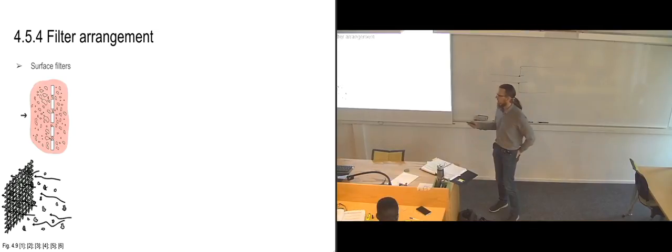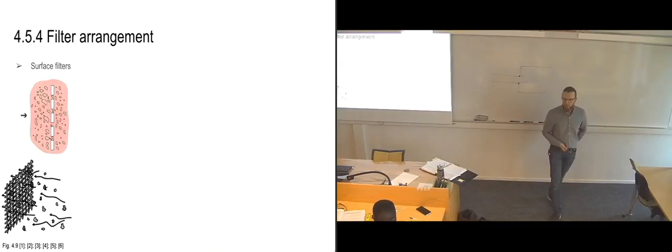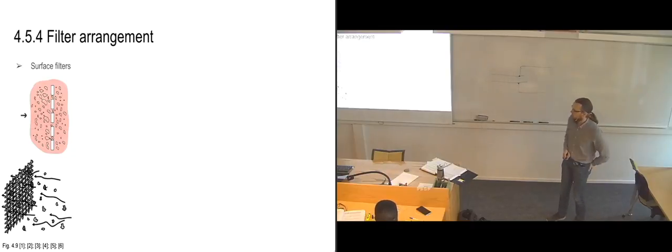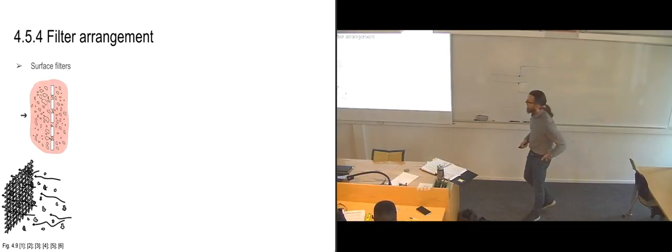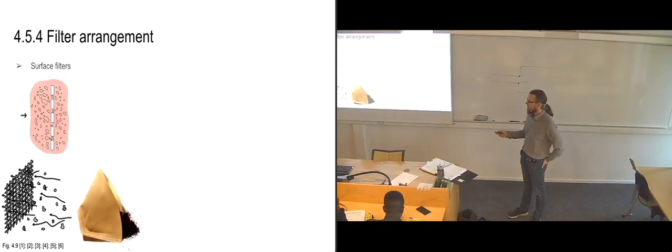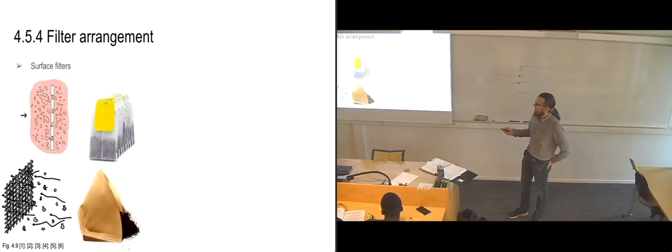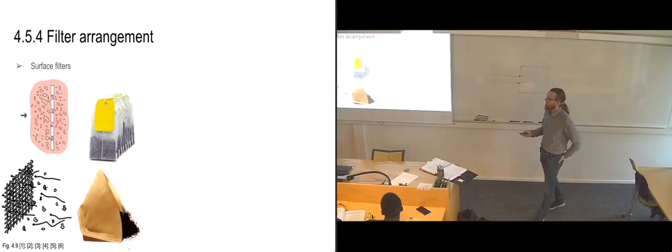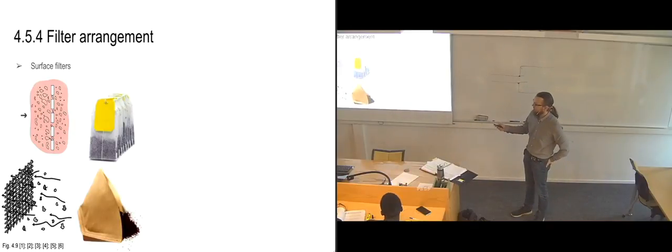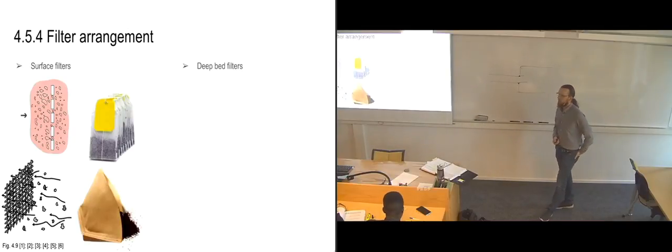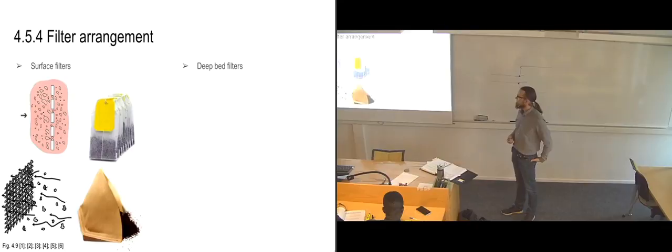This is basically just like a sieve that you use in your kitchen when you're making food, baking and stuff. You would use it for your flour to get it fine grained, and it's the same for a coffee filter. And for tea bags, it's the same system. You have one layer of filtering. But then you have deep bed filters or depth filters.